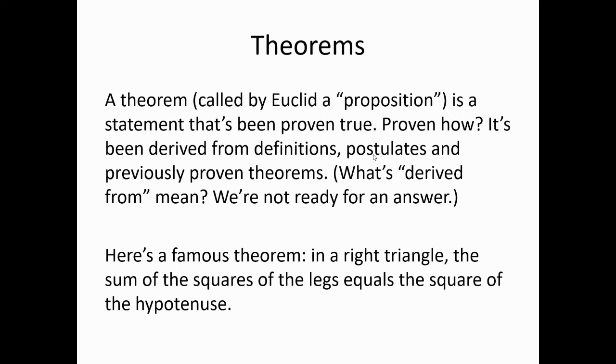We'll start with definitions and postulates, and then from them we will be able to derive what we call our theorems. And here's a famous theorem for you, one that we will actually prove later on in the class in the second semester. In a right triangle, the sum of the squares of the legs equals the square of the hypotenuse. You will probably know this is the Pythagorean theorem, and we will prove this later on. We will show how this can be derived from the postulates and the definitions that we will offer.